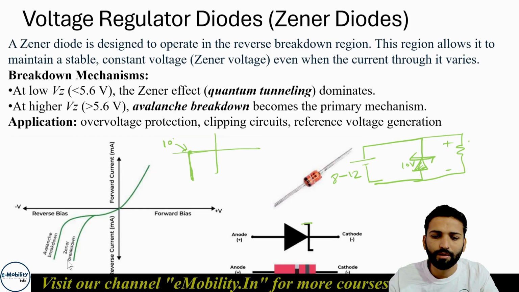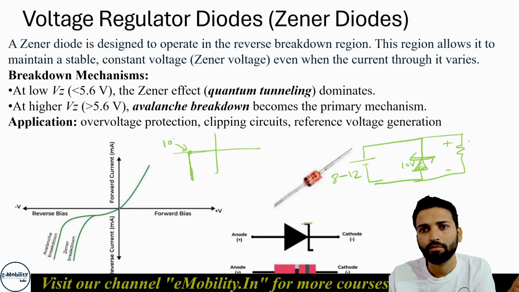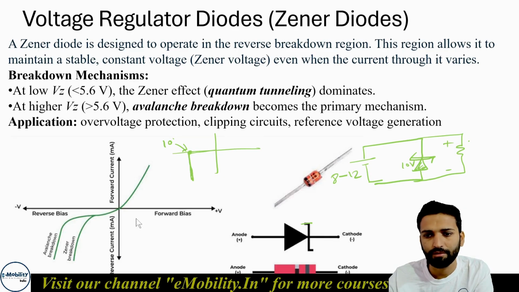So this is a Zener breakdown and this is an avalanche breakdown. We will be working on a Zener breakdown. The difference between avalanche breakdown and Zener breakdown is that the avalanche breakdown is the actual breakdown where the recovery is very tough. So most of the Zener diodes which work at low voltage work on the Zener effect.